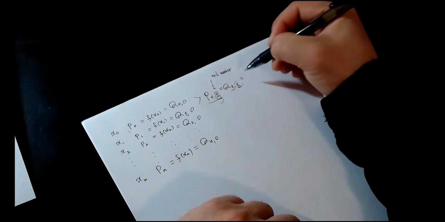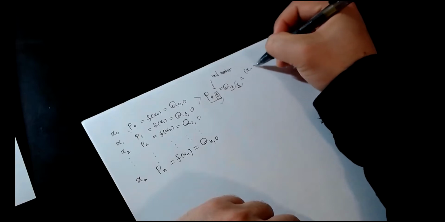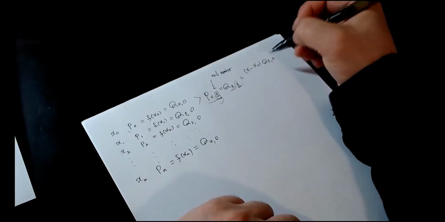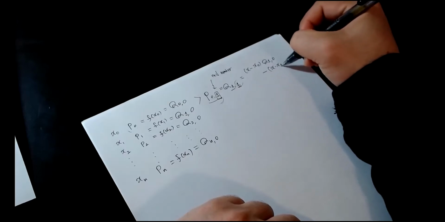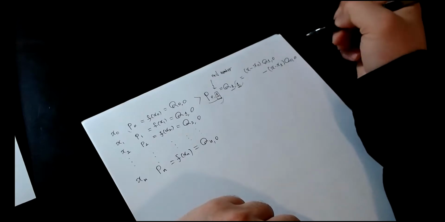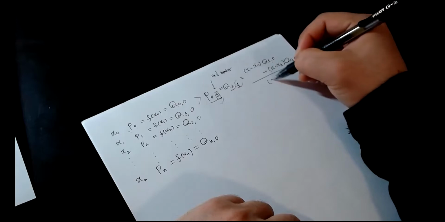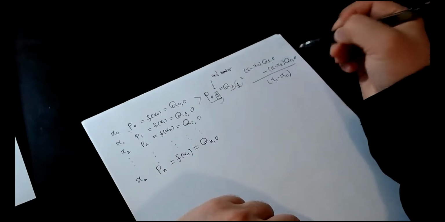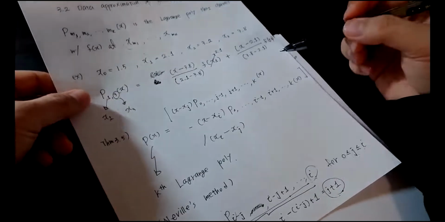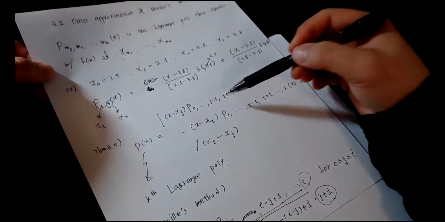Then using theorem 3.5, this is going to be x minus x0 times Q 1,0, minus x minus x1 times Q 0,0, divided by x1 minus x0. How can you get this from 3.5? I explained how to apply it to get that expression in the last video, so please watch the previous video and then you can understand that.